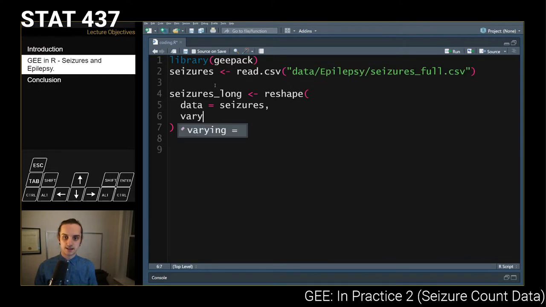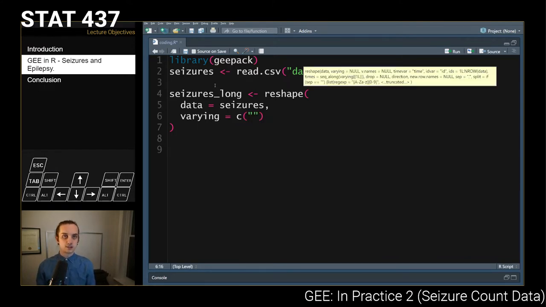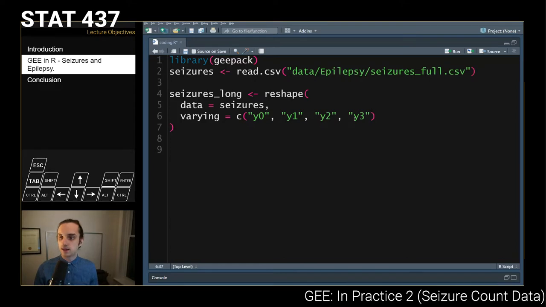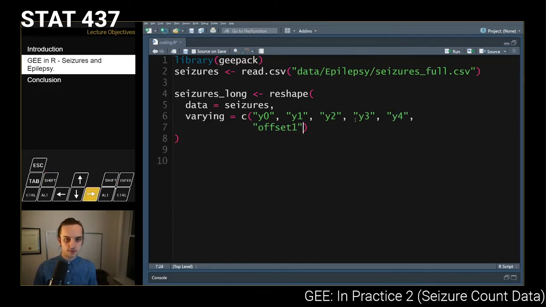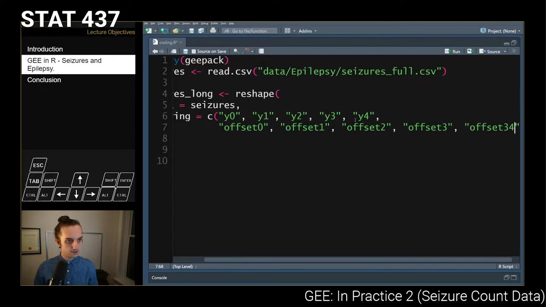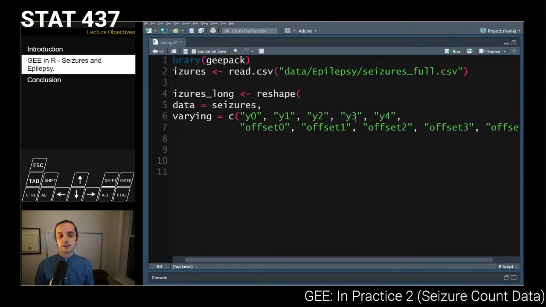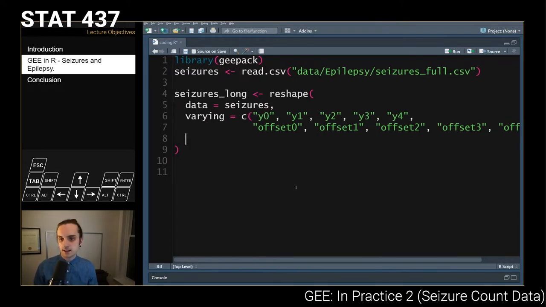We want to pass in a varying variable, and this is just going to be a list of all of the variables that vary. In this case, we're going to have our outcomes, which is the number of seizures, the counts of seizures, as y0, 1, 2, 3, and 4. And then also we have offset terms. So that's going to be offset0, offset1, offset2, offset3, offset4. Those are all of our time varying covariate columns in the data frame here.